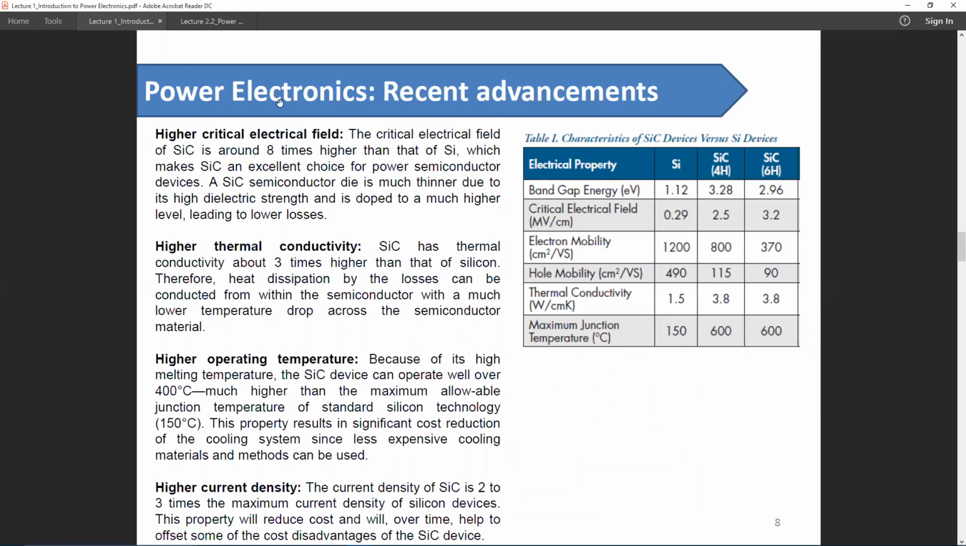So here are some of the advantages of silicon carbide as a power electronics material. It has higher critical electrical field, higher thermal conductivity, higher operating temperature, and higher current density, which enhances the device's properties.